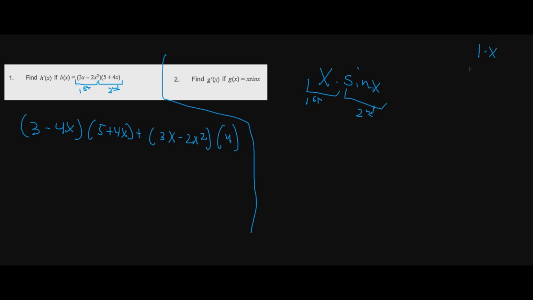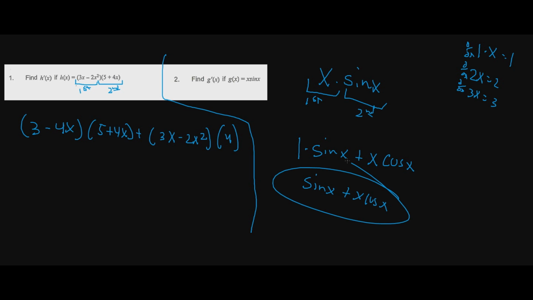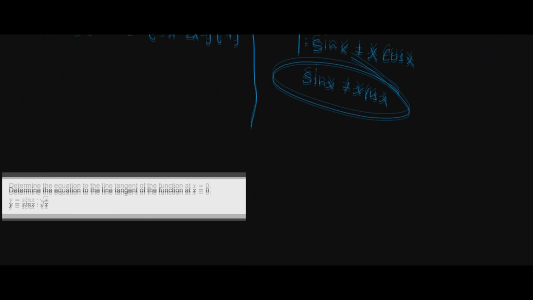And remember, if we take the derivative of 2x, it's just 2. Derivative of 3x is just going to become 3. So what's the derivative of just x or 1x? Well, we get 1. So we're going to get 1 times, leave the second alone, plus leave the first alone, multiplied by the derivative of sine, which is cosine of x. So we get sine of x plus x cosine of x. Boom, done. And there it is, my friends.